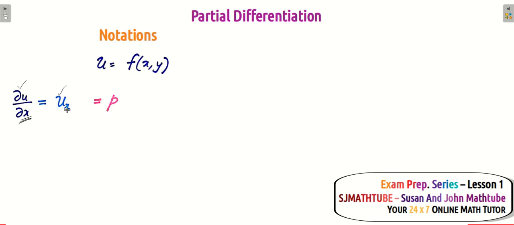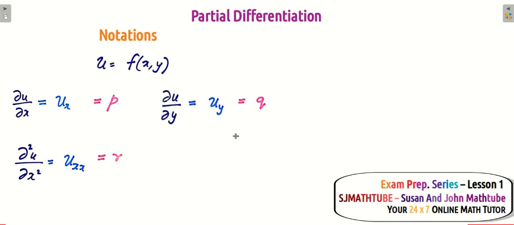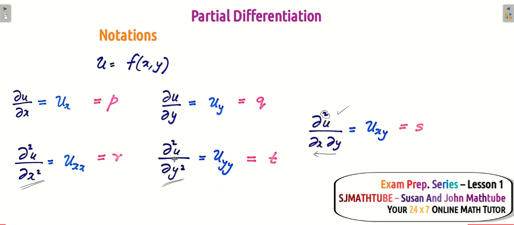And some books use the notation ux, and some books use the letter p. Likewise, when you find the partial derivative with respect to y, you treat y to be the only variable. And if you want, you can write uy or q, and the other quantities are the second order derivatives. And this is actually the second order derivative with respect to x, and this is the second order partial derivative of u with respect to y.